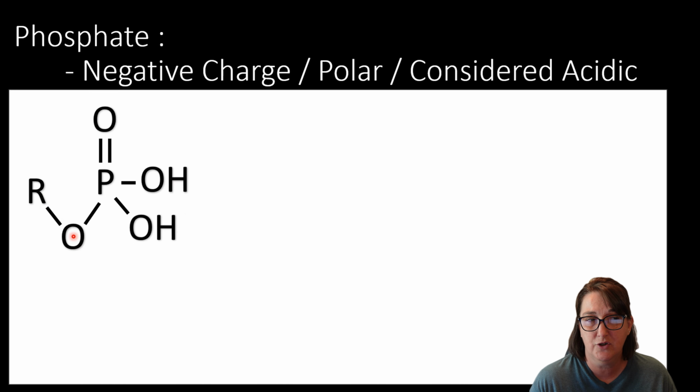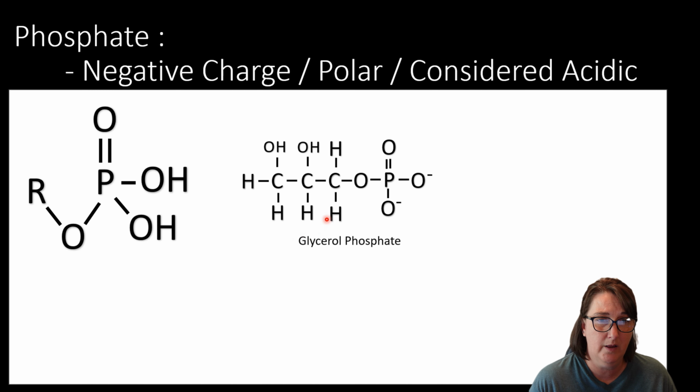I'm going to have an oxygen attached to my R group, and then my phosphate, and then the phosphate will have these 3 oxygens, 2 of them will have hydrogens. Here's my molecule, here's my R group, oxygens attached to my R group, phosphate in here. But now look at this, all right?